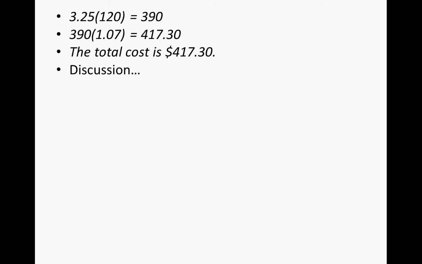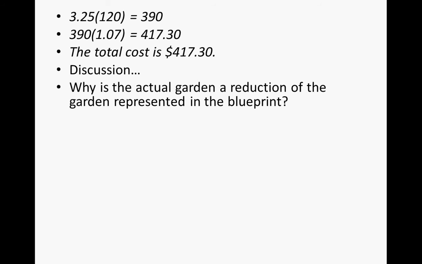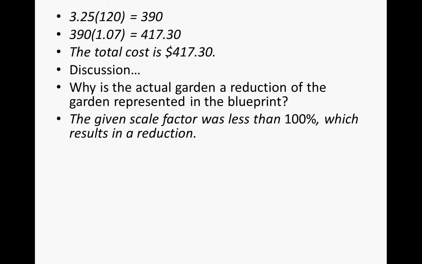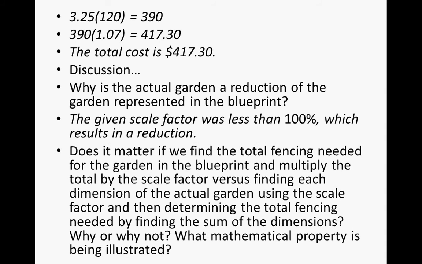All right, let's take a look at what we've done so far. So why is the actual garden a reduction of the garden represented in the blueprint? Well, the given scale factor was less than 100%, which results in a reduction. Remember, it was 75%. So does it matter if we find the total fencing needed for the garden in the blueprint and multiply the total by the scale factor versus finding each dimension of the actual garden using the scale factor and then determining the total fencing needed by finding the sum of the dimensions? Why or why not? What mathematical property is being illustrated?